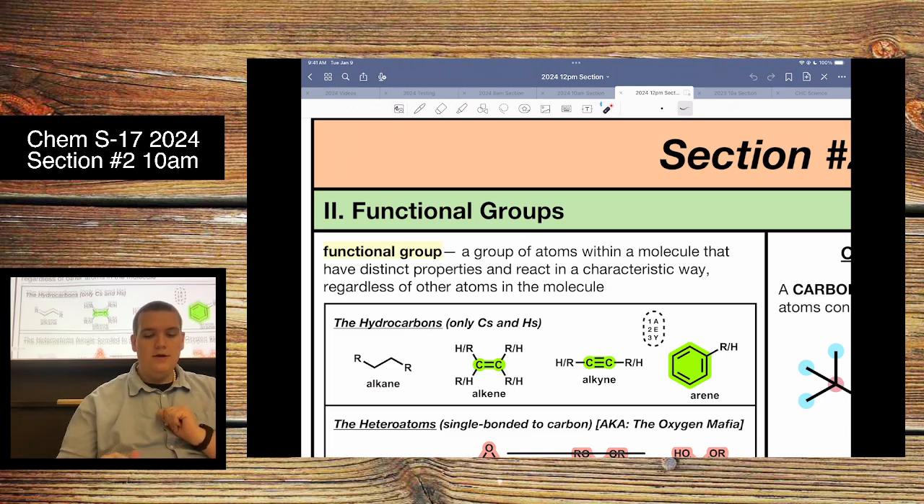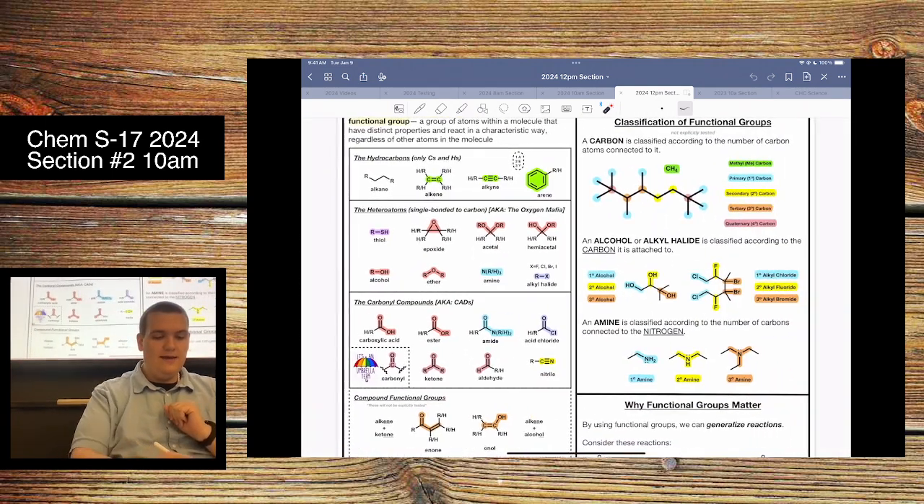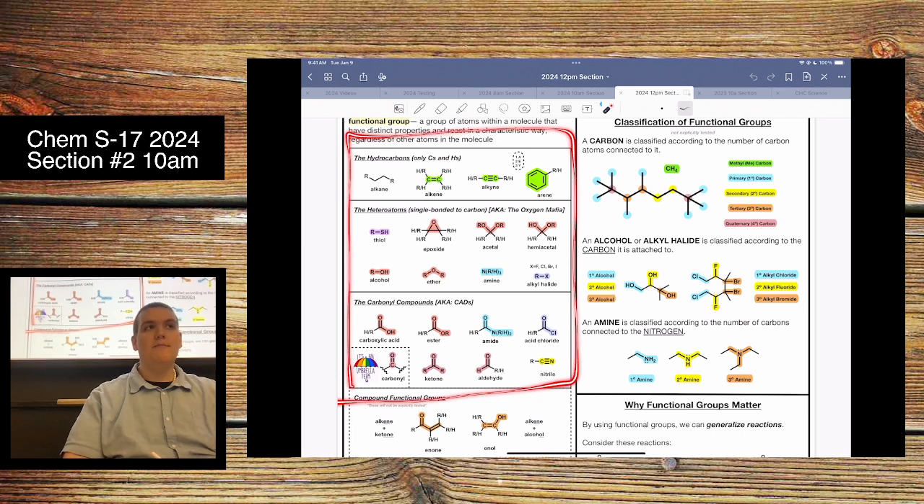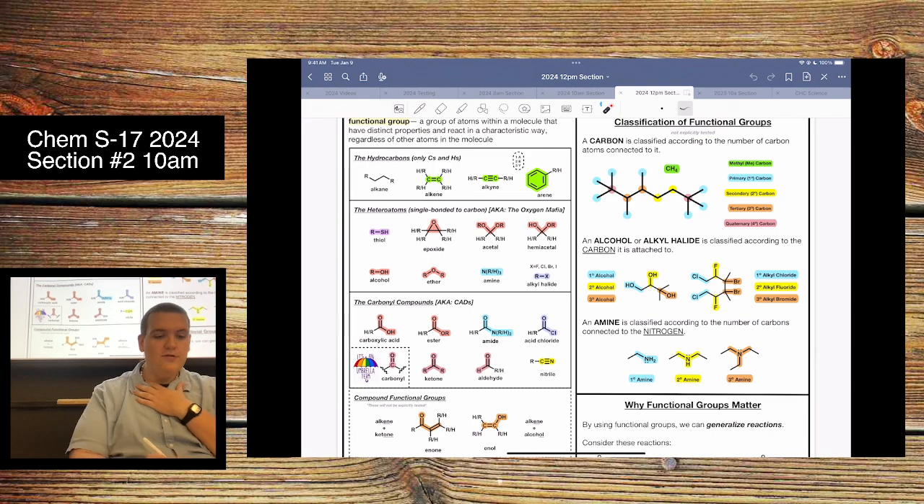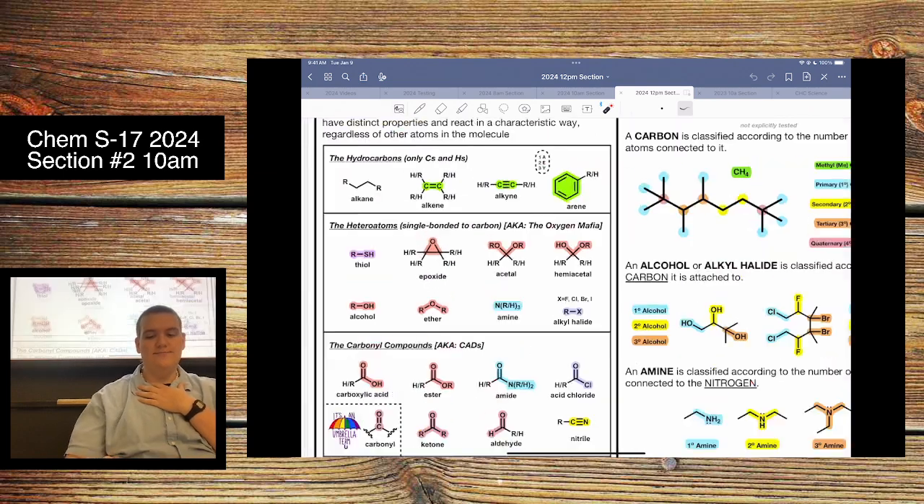To start off, this is what you have to memorize in terms of the names. So this box right here. To try to help you memorize it, I'm going to talk a little bit about some of the things and some little mnemonics. I've also tried to organize them and divide them into families that make them a little bit easier to memorize and to learn. So let's start off with the first family, the hydrocarbons.